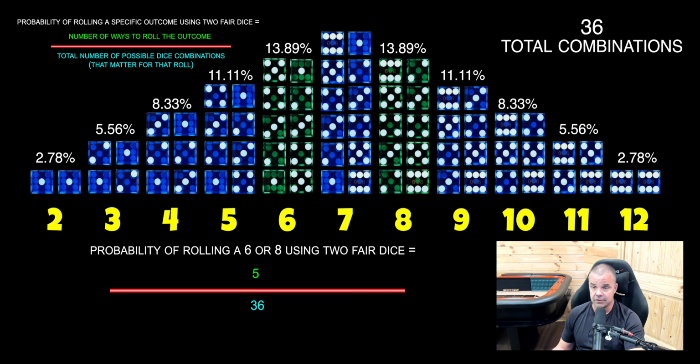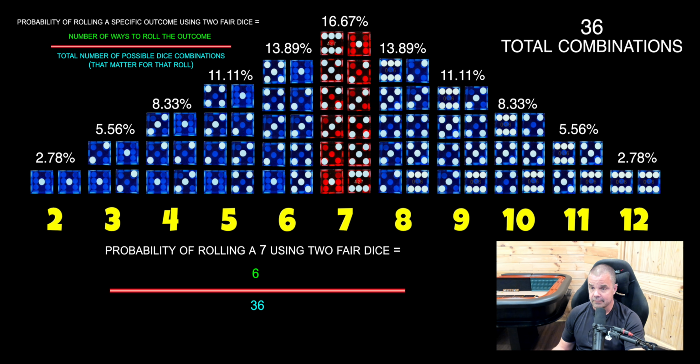A 6 and 8, which are the second most common numbers, which is why they're popular place bets, can be rolled 5 ways out of 36 combinations for a total of 13.89% chance of winning on that roll. And our 7, which is the most common, every roll of the dice, you have a 16.67% chance of seeing it, which is why every bet in the game is based off of this chart.